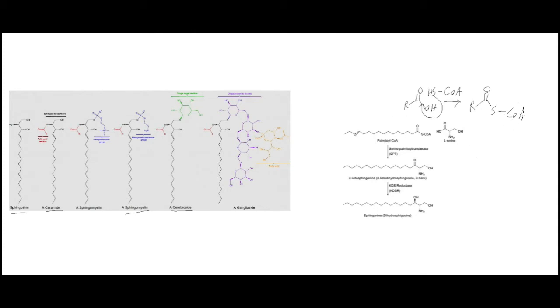But I just wanted to show that this sphingosine and then all the other derivatives of it are a type of fatty acid that we derive in our body. So we take the fatty acid, we attach that CoA, and then through some enzymatic mechanisms here, we attach a serine to it, and we end up getting this sphingosine.